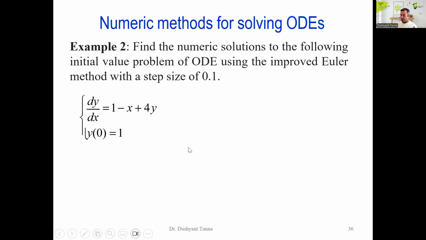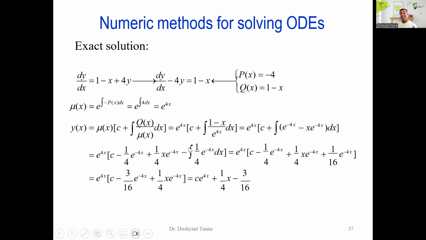So what we do here, first step is the analytical or exact solution, right? dy by dx is 1 minus x plus 4y. Convert that into linear form, which is very easy. This is all x form. This is x or constant. Very easy linear form. Finding out p and q, the mu method, integration of minus p x dx. Then y is equal to integral of mu times q x over mu x. Simplify, integrate where you can.